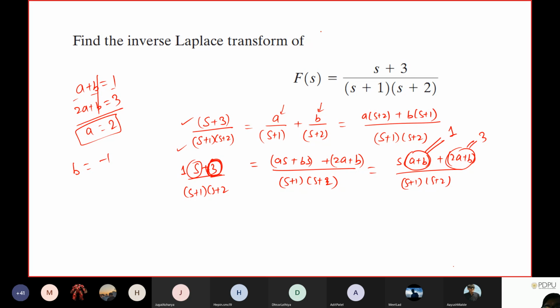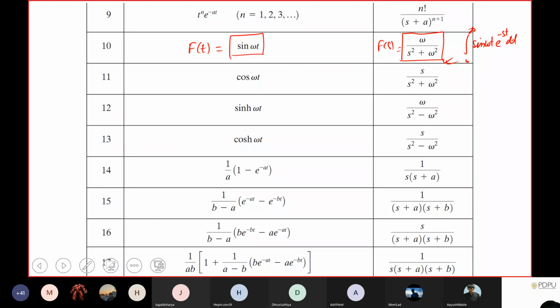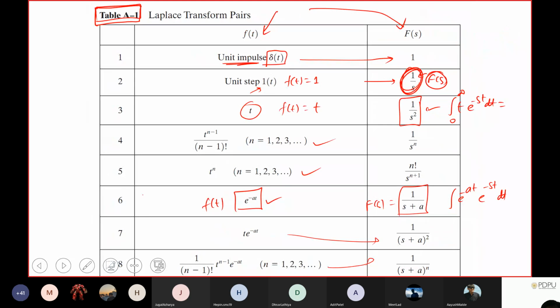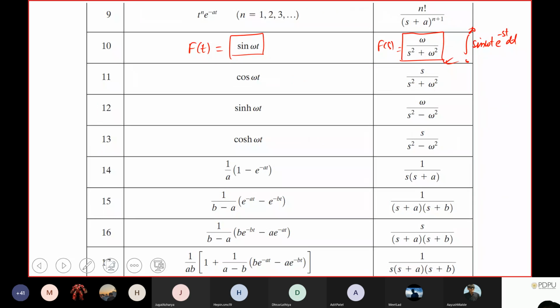So F(s) is equal to a by s plus 1, where a is 2, so 2 by s plus 1, plus b by s plus 2. Now I will go to the table. Going to the table. Do you see s plus 1 anywhere? Tell me.